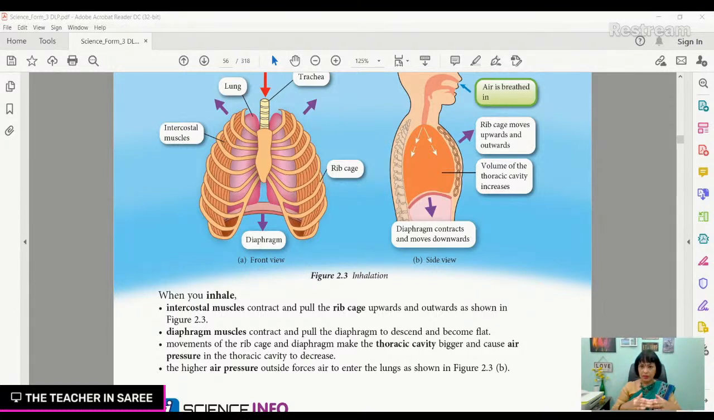So this together with your diaphragm, which usually is like that, becomes like that. So all this, the intercostal muscle pulling the rib cage upward and outward together with the diaphragm muscle, will cause the volume in the thoracic cavity to increase. So when the volume increases, pressure will decrease. When the pressure decreases, automatically the air will come into your thoracic cavity. So this is the breathing mechanism.